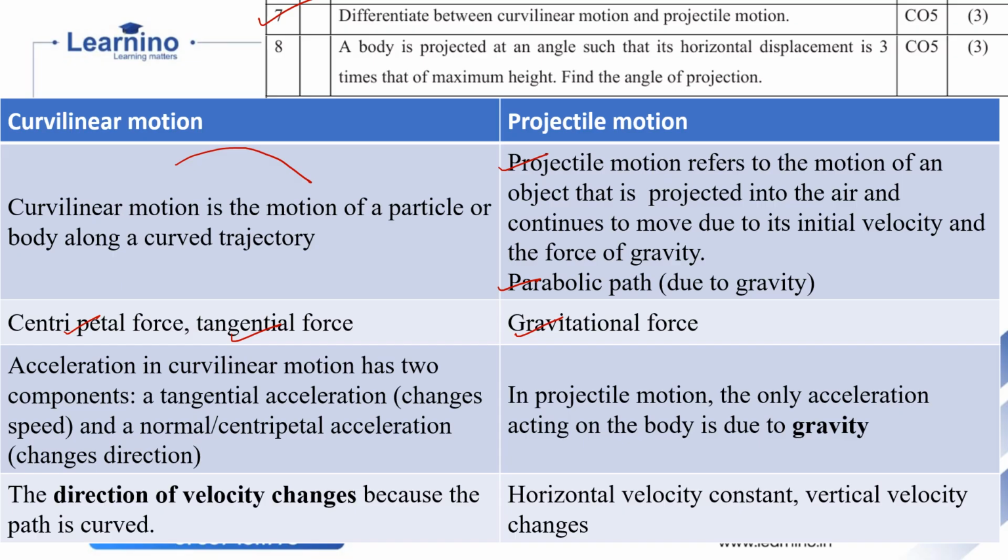Okay, and coming to the acceleration, acceleration in curvilinear motion has two components. One is tangential acceleration and the other one is normal acceleration. And in projectile motion we are having only acceleration due to gravity. In curvilinear motion the direction of velocity changes because the path is curved, and in projectile motion the horizontal velocity is always constant and the vertical velocity varies with the time.